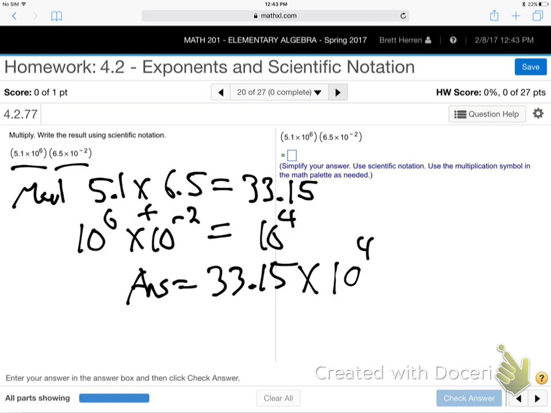Does that make sense what I did there? So I just took the out front numbers separately, multiplied them, and did the 10s separately. When you have the same bases, you just add the powers, but adding a negative is really subtraction. So we get that. Are we good to there? Is that making sense? Because this one has a special trick.